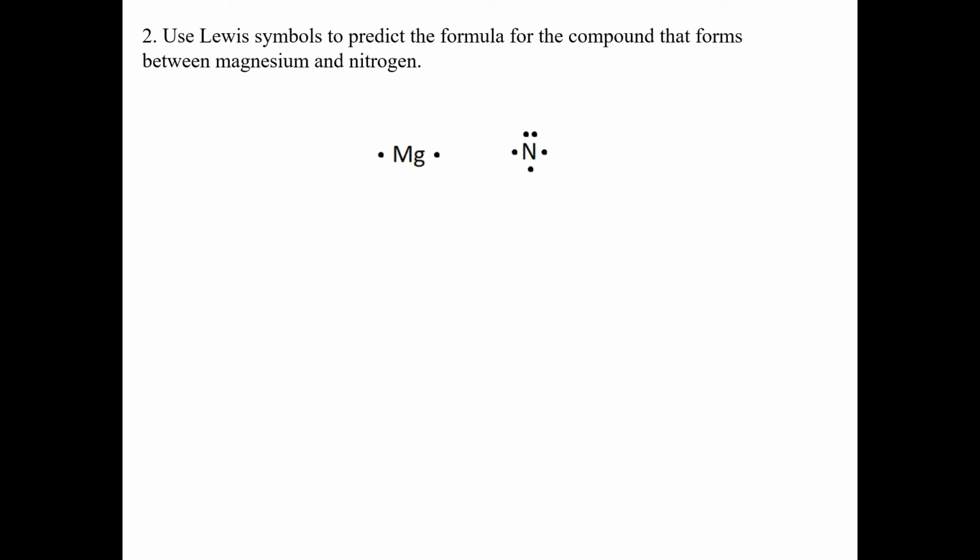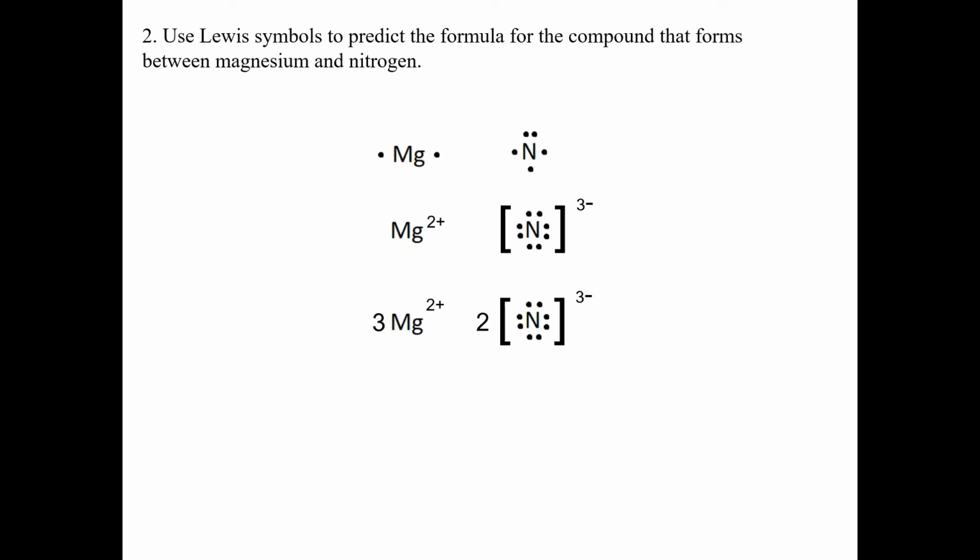Here are the Lewis dot structures for magnesium and nitrogen. Take note of the valence electrons. You can see that magnesium needs to lose 2 electrons to have a noble gas configuration, but nitrogen needs to add 3 electrons to have a noble gas configuration, or a complete octet. Now we have to make sure that we have the correct amounts of each ion so that we form a neutral ionic compound.